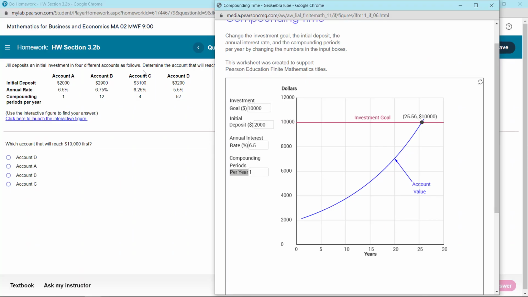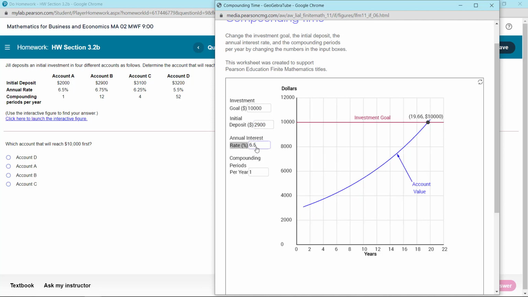Okay, now let's take a look at account B. For account B, we are going to deposit $2,900. Our interest rate is 6.75%. And we are going to have 12 compounding periods per year. And we are going to reach $10,000 in 18.39 years.